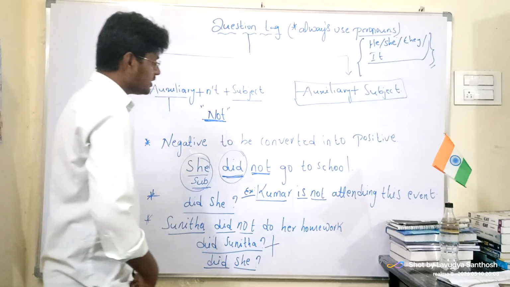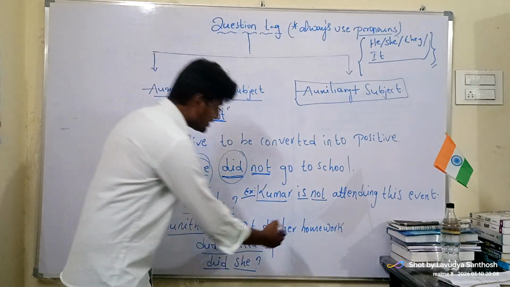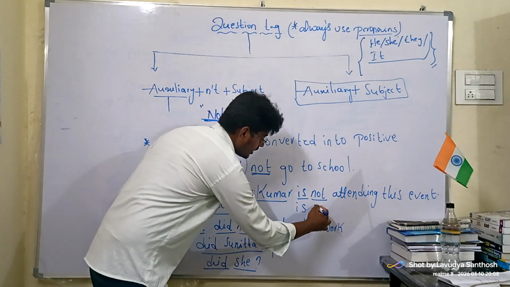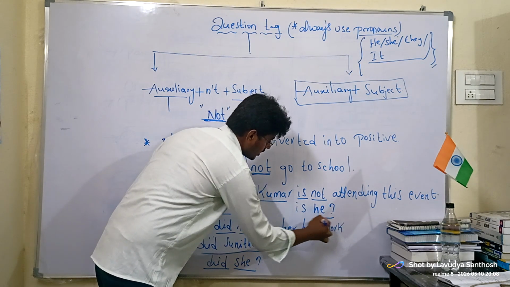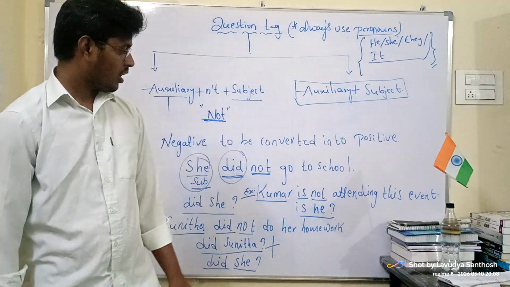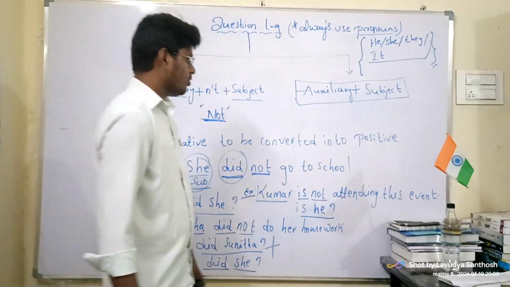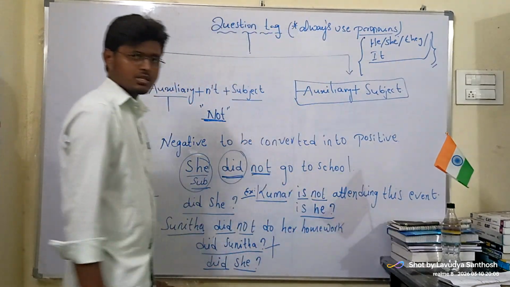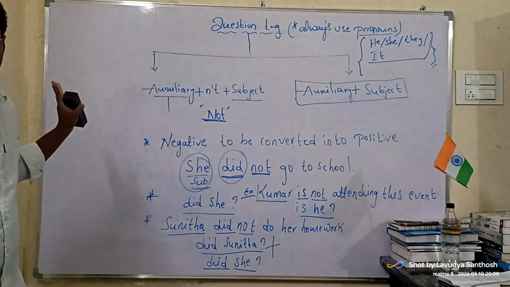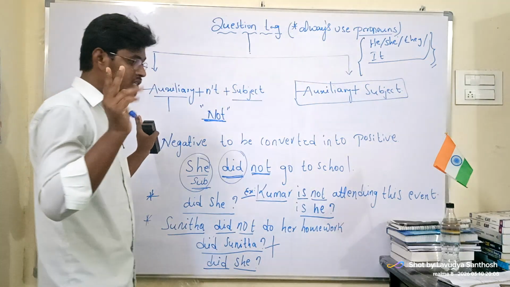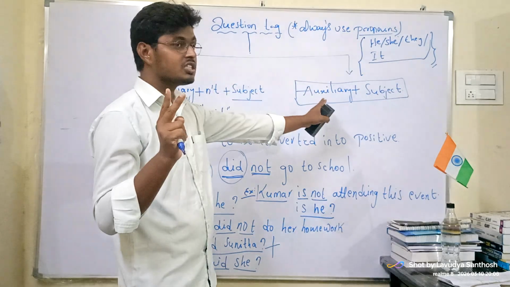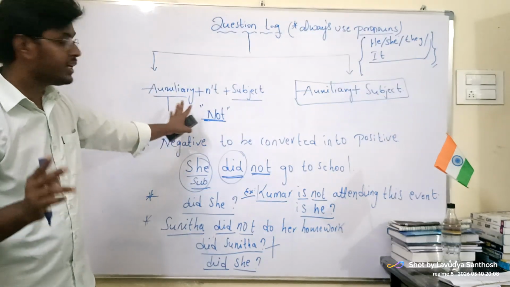Now you see here, when this is given, we have to write "is he." Since not is given, "is he" is our answer. Is he attending? We have no need to repeat the whole sentence. Our work is to apply these two formulas and write the answer. We are writing only two words for the positive conversion, and three words for the negative conversion.